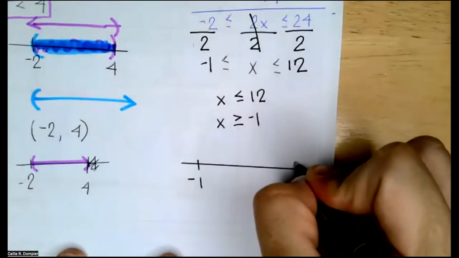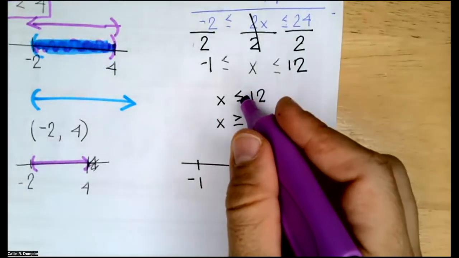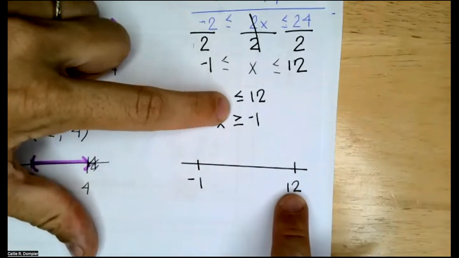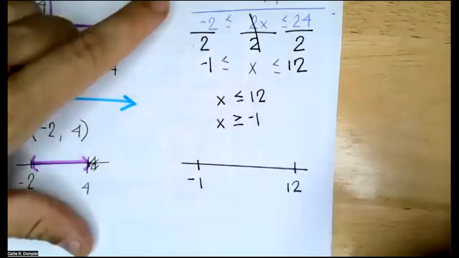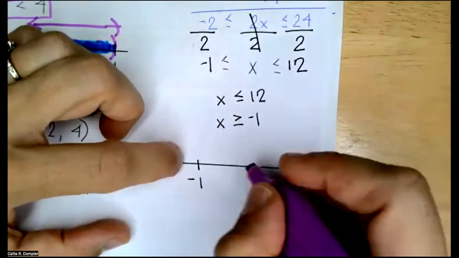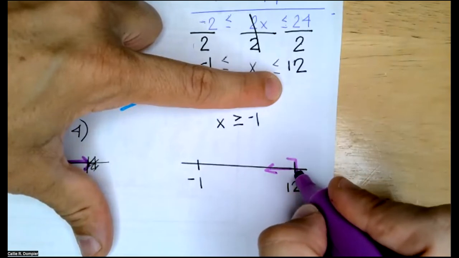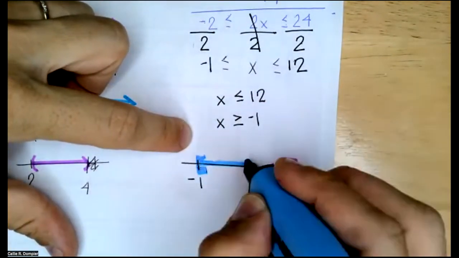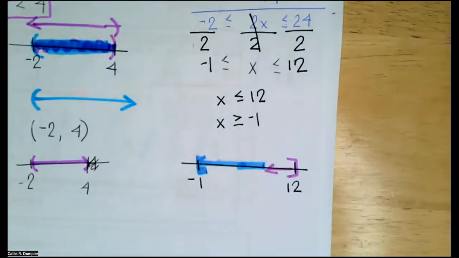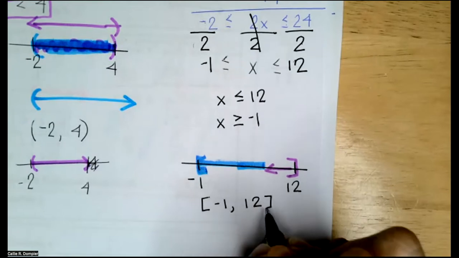So here's -1, here's +12. Good. Because of those equal to's, I know that that is going to be a bracket, but I want to make sure x is less than 12. It's easy to assume that it's going to be between these two, but you always want to make sure x is less than 12. Yes, that does go that way. Good. X is greater than -1. Yes, that does go that way. Our answer is bracket -1, 12, close the bracket.